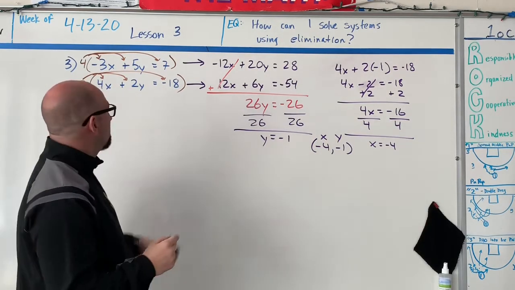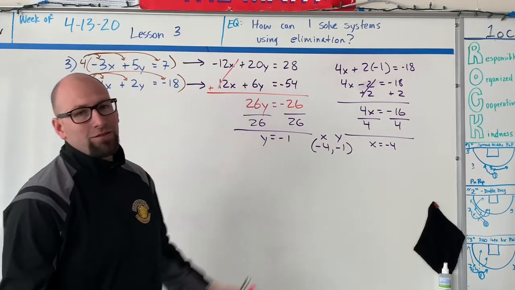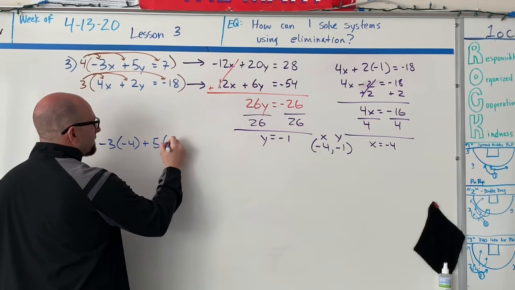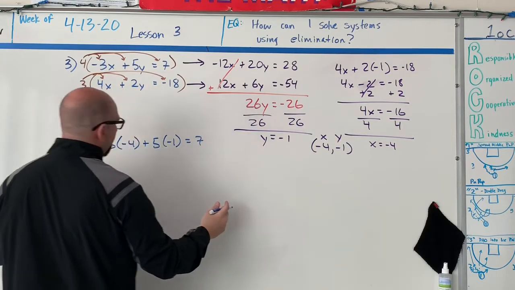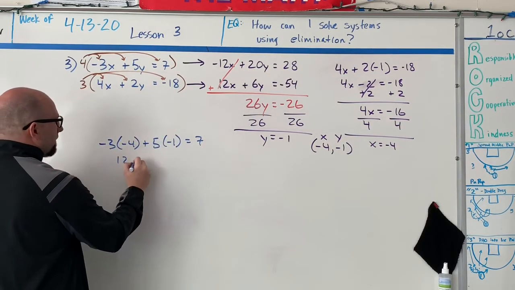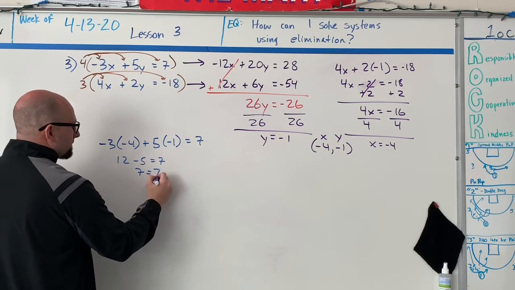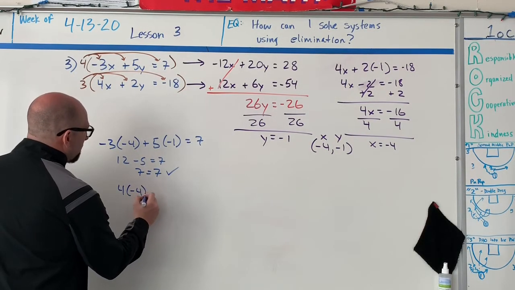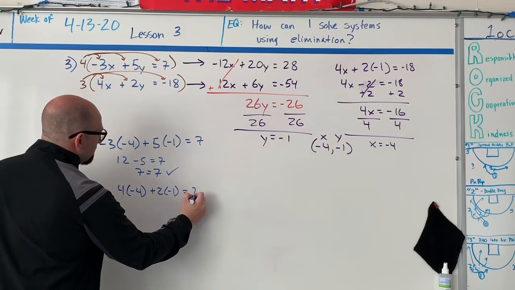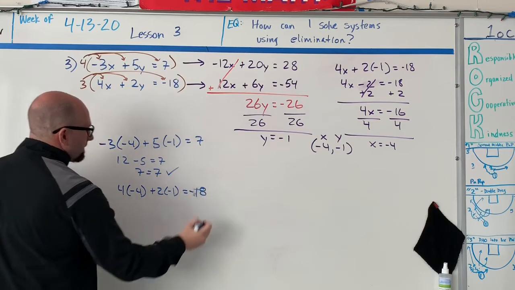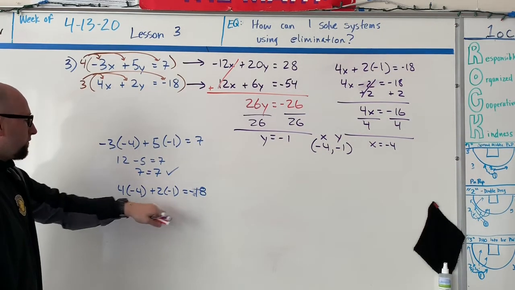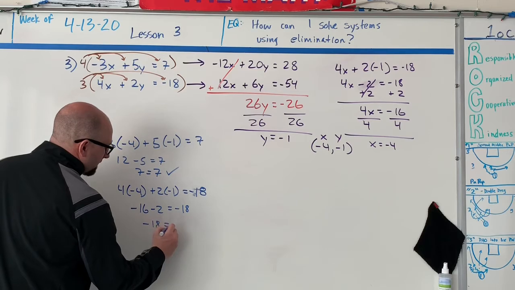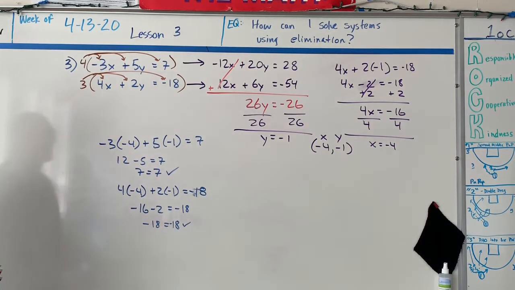First thing we have to do is take those original equations and plug in the numbers to see if it's verified. So we've got -3 times -4 plus 5 times -1 equals 7. That's going to be 12 minus 5 equals 7. 7 equals 7. That's correct. Then we've got this one: 4 times -4 plus 2 times -1 equals -18. I took this equation here and just plugged in -4, -1. So it's -16 minus 2 equals -18. -18 equals -18. Verified. So that's how you do it.